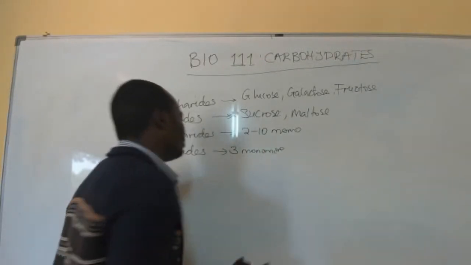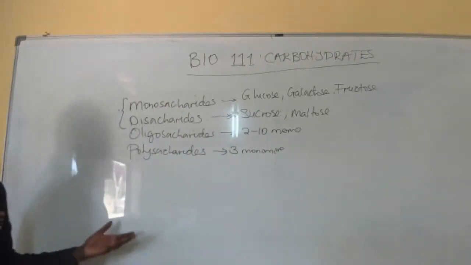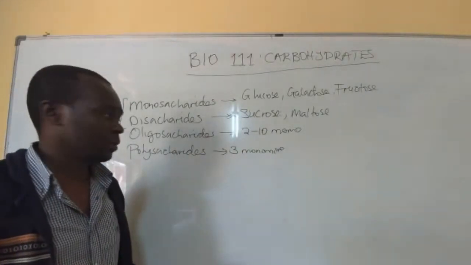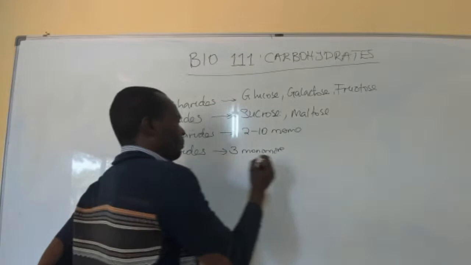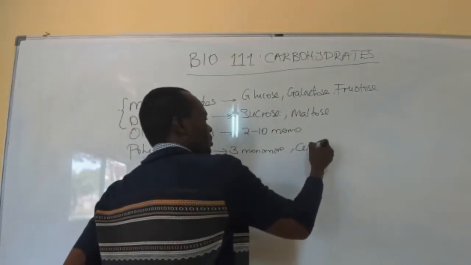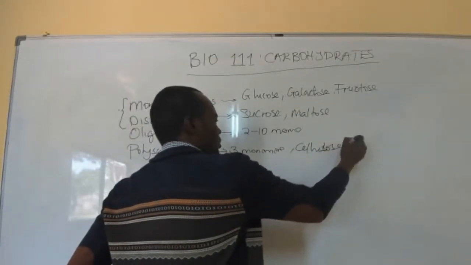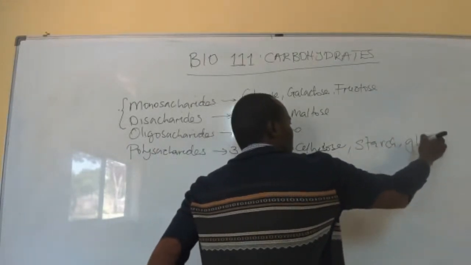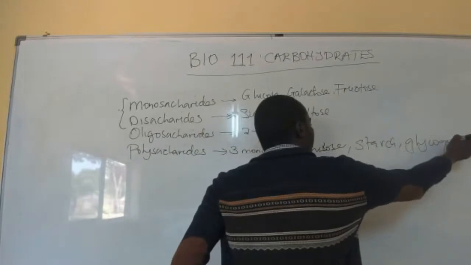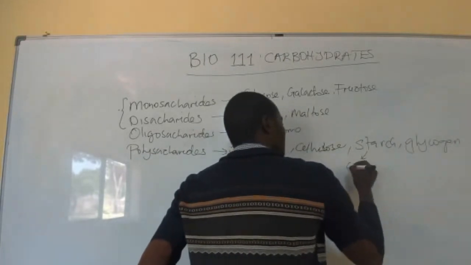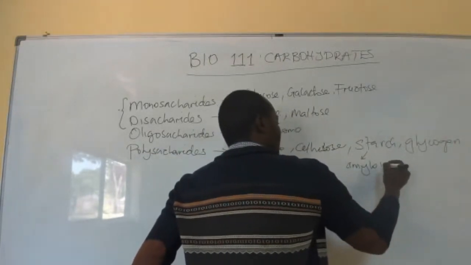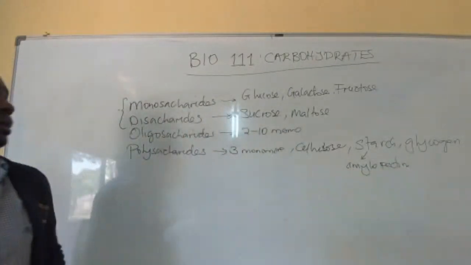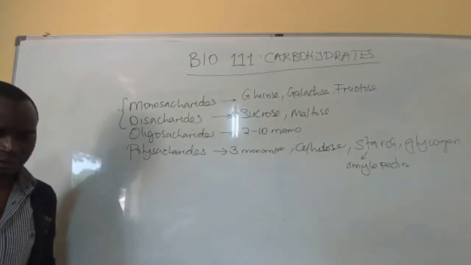These can be 3, 12, 20, 25, maybe even as many as 50 and more. Some common examples of polysaccharides are cellulose, starch, and glycogen. Of course, for starch, we know we've got amylose and amylopectin, which I will cover in a few minutes. So these are the different types of carbohydrates.